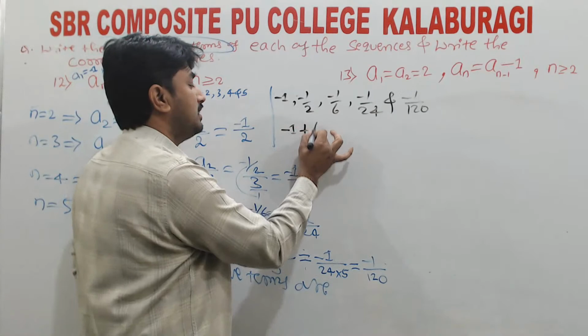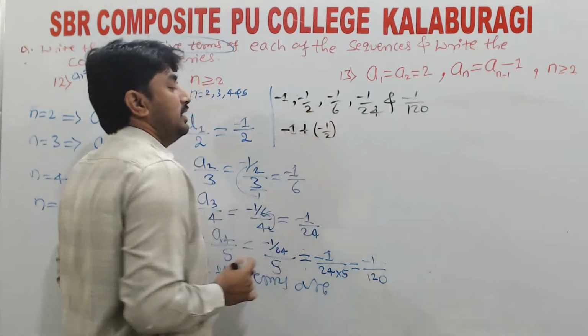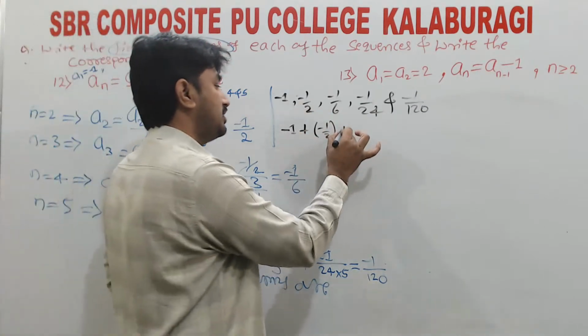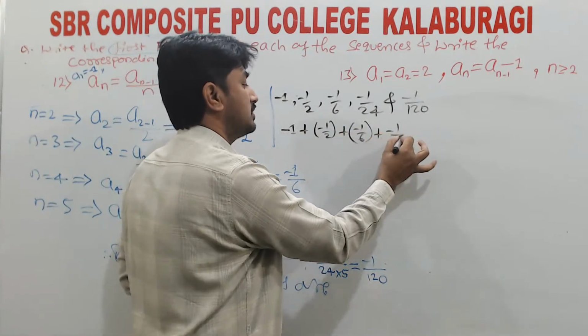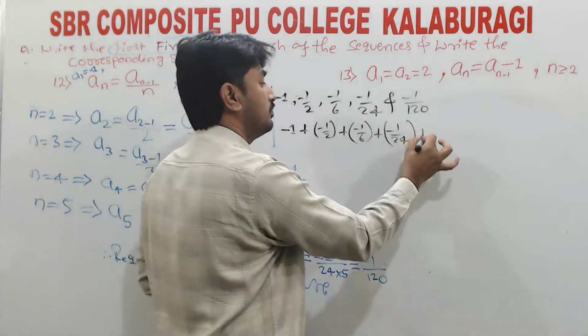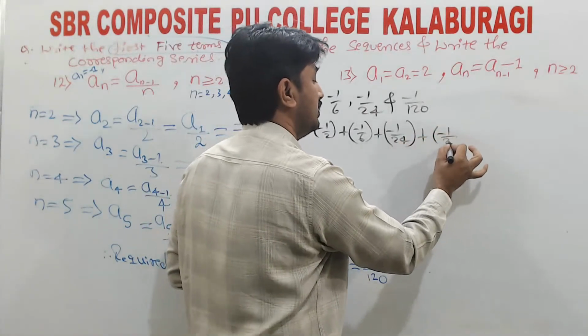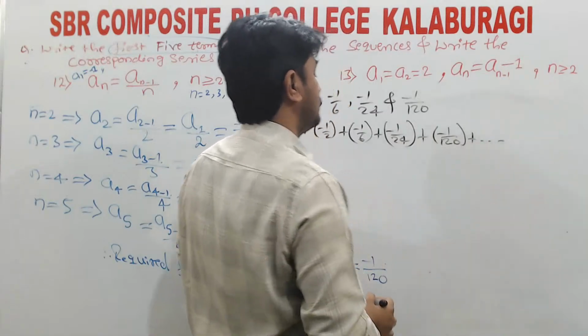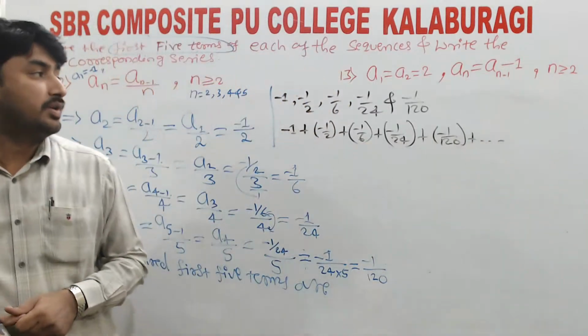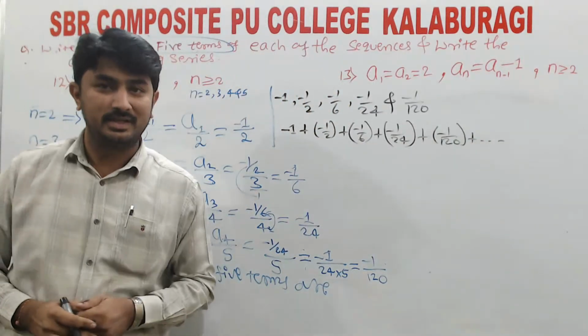Therefore, I am taking here minus 1 by 2 in the bracket. Next term is minus 1 by 6 plus minus 1 by 24 plus minus 1 by 120 plus so on. So this shows the corresponding value of the series.